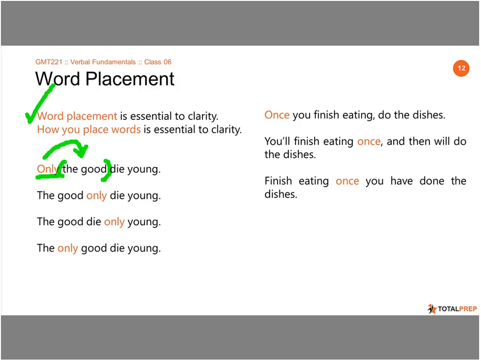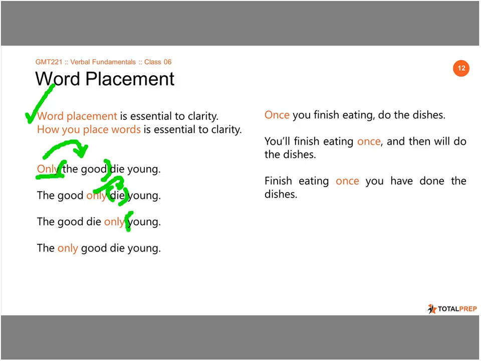So, which means that evil don't die young. Something like this. "The good only die young." So this "only" over here restricts "die", restricts the verb. That would mean that the good people don't do anything else than die young. That would be the meaning of this sentence.